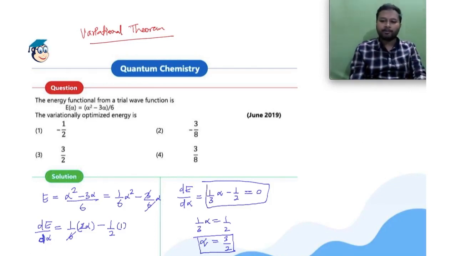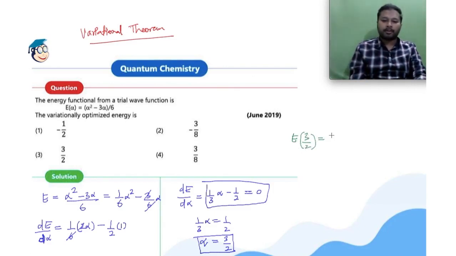That's all we have to do. So I'm just going to substitute the value of alpha in this particular function. What I'm going to get is E, and the alpha value is 3 by 2. So I'll just write down E(3/2), that means the value of energy at alpha 3 by 2.